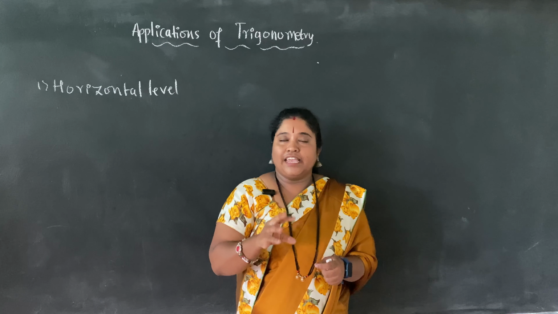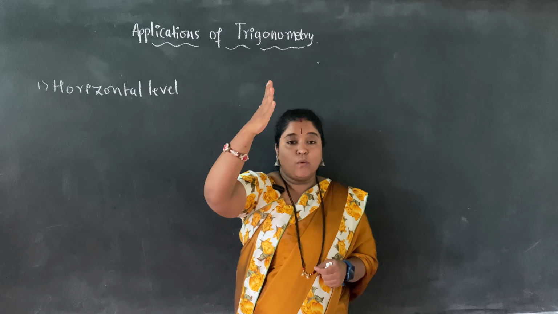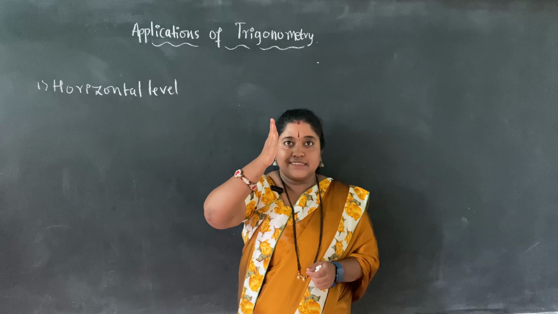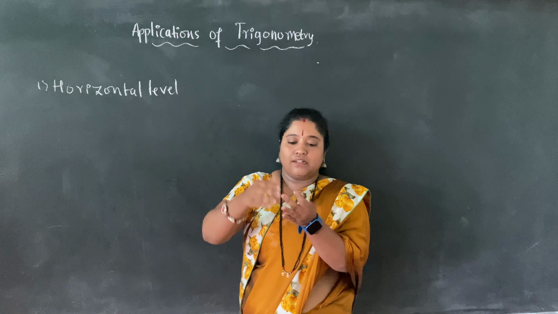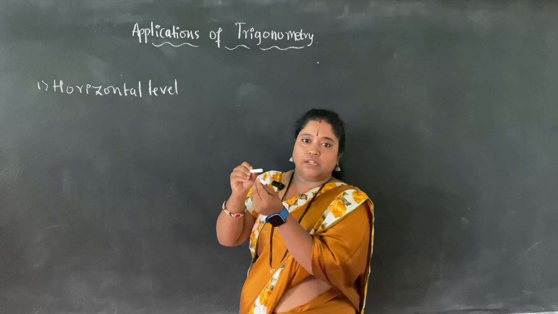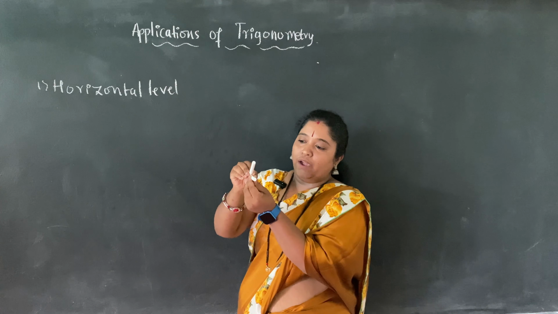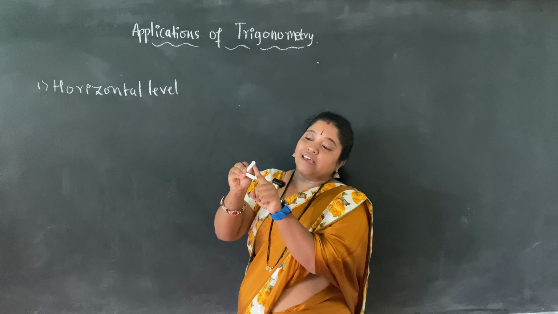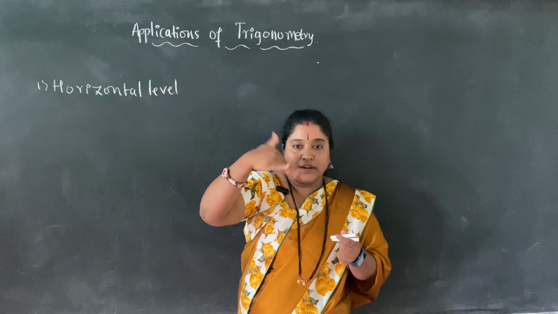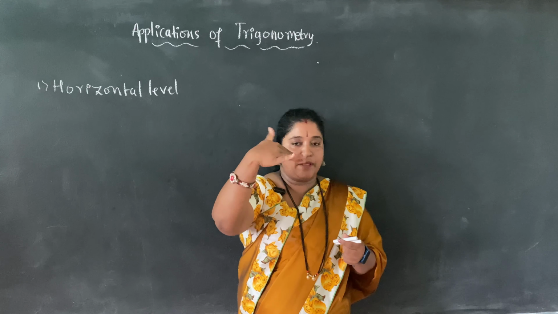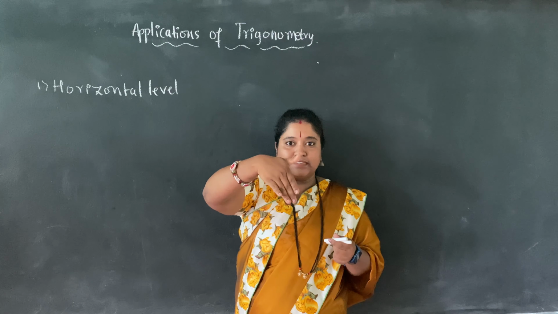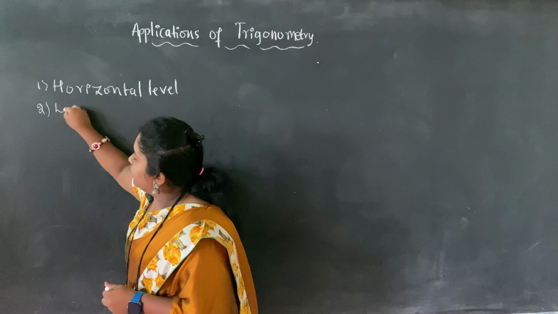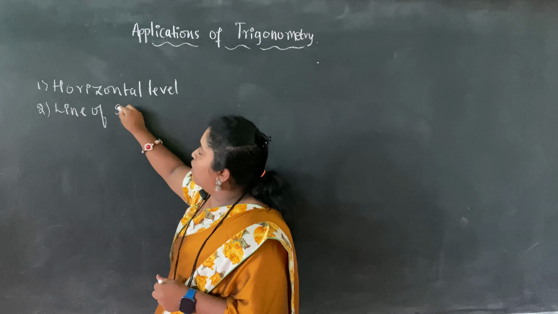Suppose I am seeing anything above my horizontal level, I have to raise my eye level. Actually, assume this is the horizontal level. If I want to see anything above, I have to raise my sight. And while increasing or decreasing the sight, you know, dear, actually this is my horizontal level. I may increase or decrease the sight, and that sight is referred to as the line of sight.